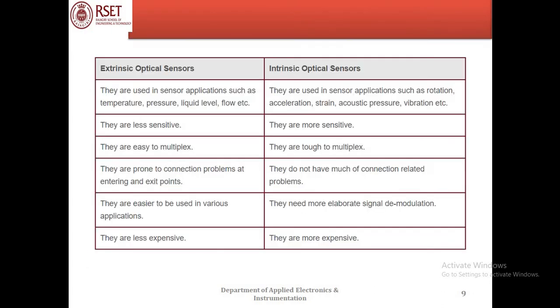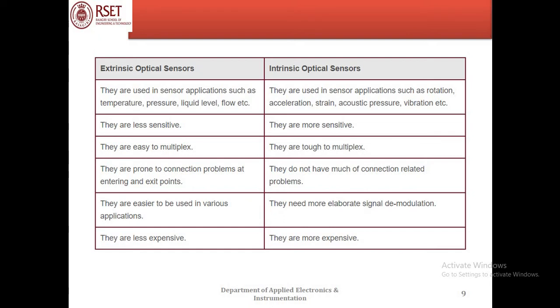This table shows a comparison between extrinsic optical sensors and intrinsic optical sensors. Extrinsic optical sensors are used in sensor applications such as temperature, pressure, liquid level, flow, etc. They are less sensitive, they are easy to multiplex, they are prone to connection problems at entering and exit points, they are easier to use in various applications, and they are less expensive.